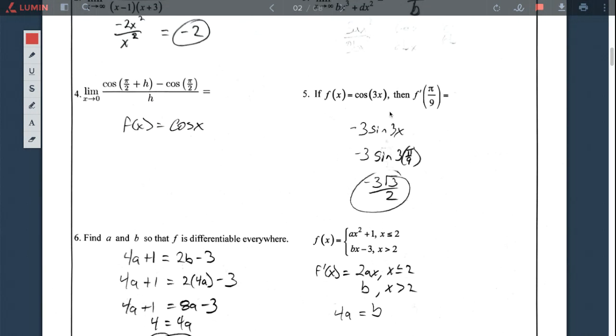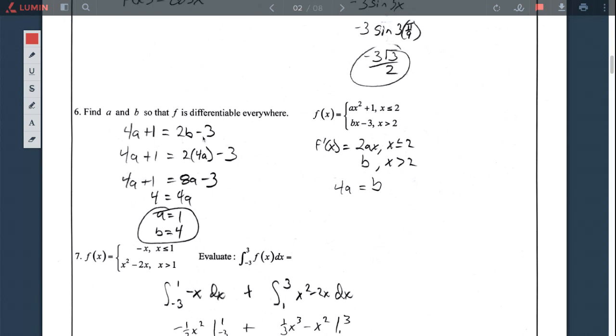Number 5, we want the derivative, and we want to plug in pi over 9. So the derivative of cosine 3x is negative 3 sine of 3x. Plug in the pi over 9, which reduces to pi over 3. Sine of pi over 3 is the square root of 3 over 2, and then we have that coefficient of negative 3.